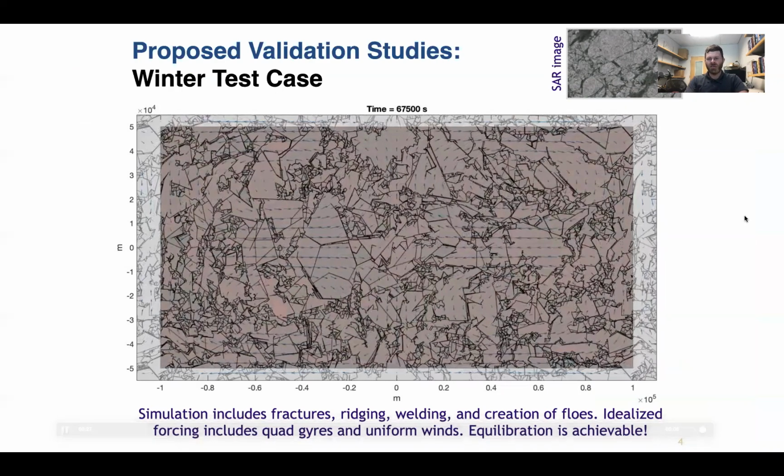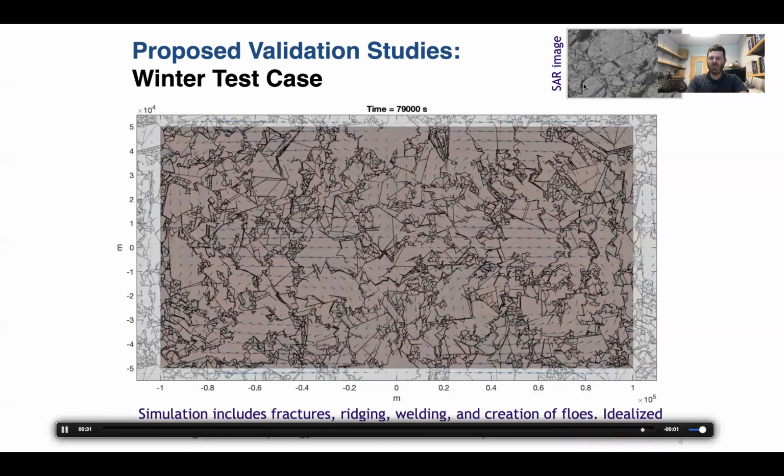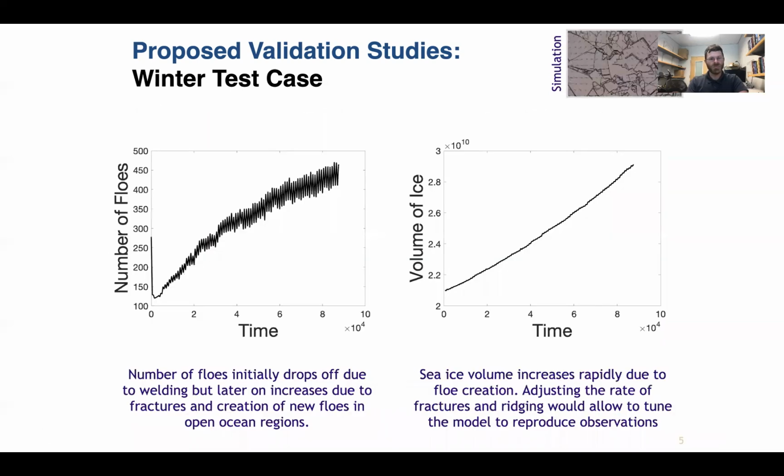And we can see that we have a qualitative agreement with this SAR image up here, where we have some of the large floes, and then we have the thin new ice in between these larger floes. Looking at some of the data from the output from the simulation, we can look at the number of floes. We can see there's an initial drop-off when things start welding in the beginning, and then when the stress reaches a high enough level, they start to break up, as well as we have these new floes that are being created in the open region, and we can see we have a continuous increase in the volume of sea ice.